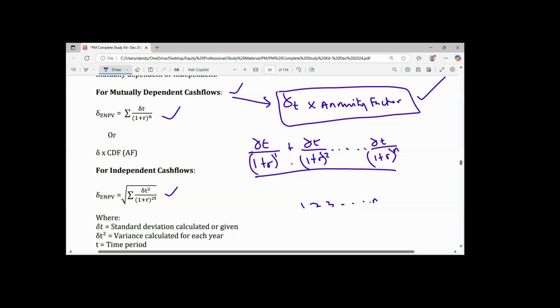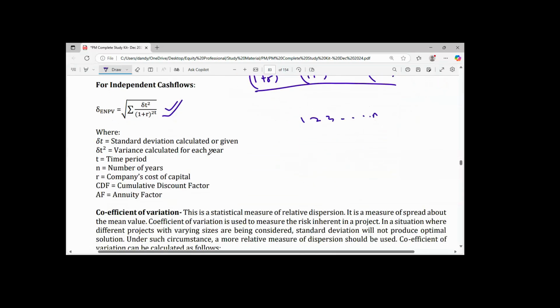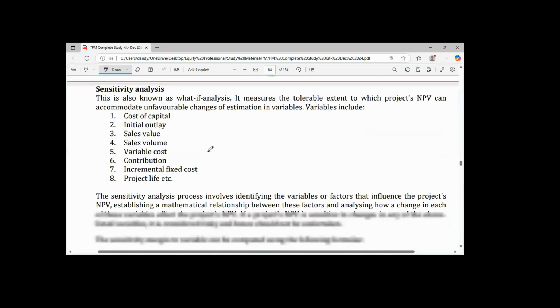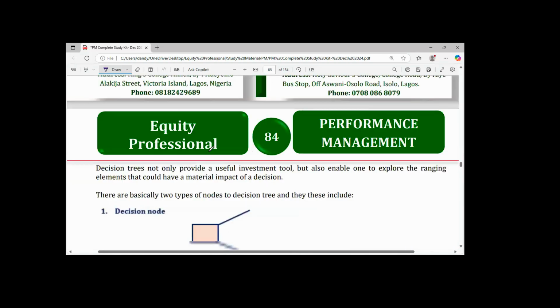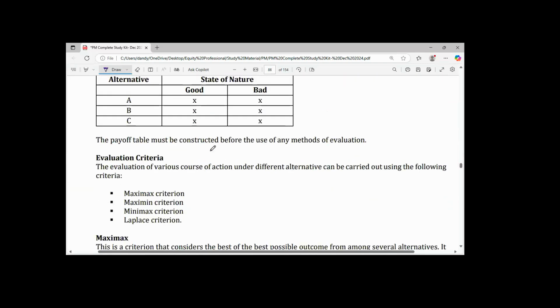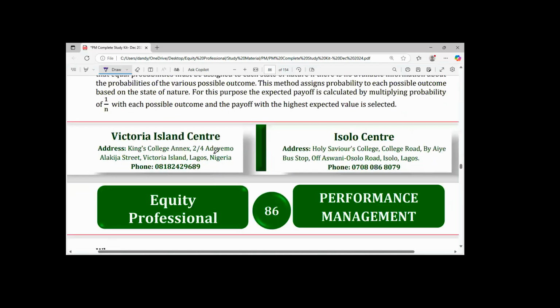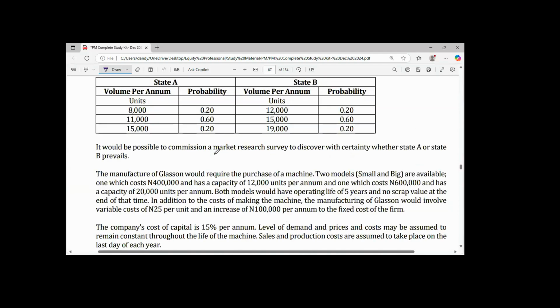All right, and I told you that independent cash flows are standalone cash flows in which the events in each year are different. So once the cash flow of each year is different, then it is independent cash flow. And this is the formula we are going to use to compute the standard deviation of NPV. Now, in the last class, we solved a question under standard deviation and expected value. So quickly, because of time, let's go to that.